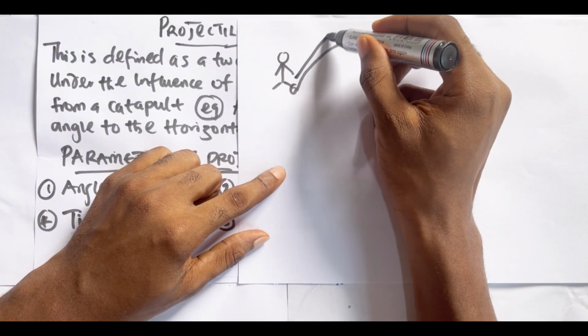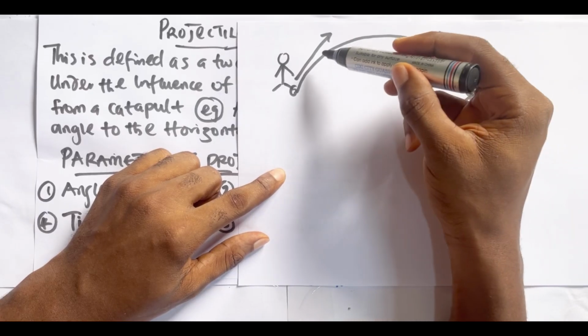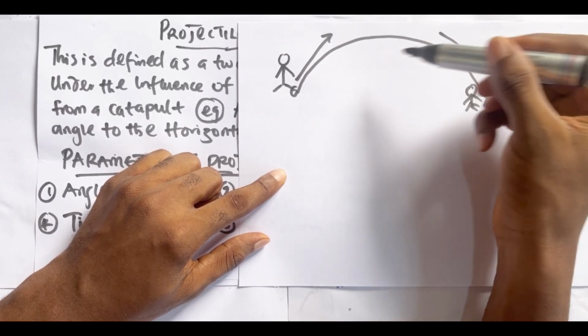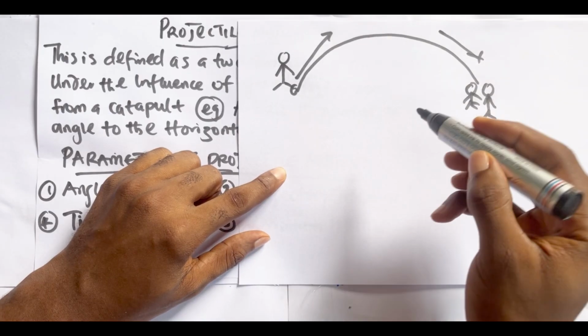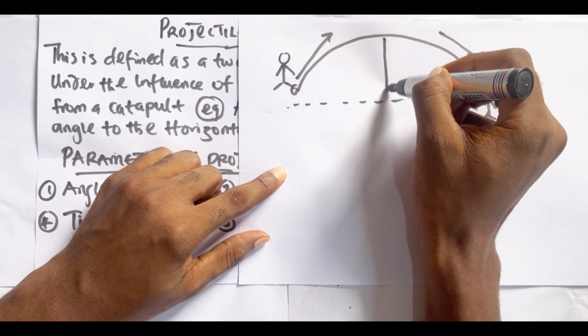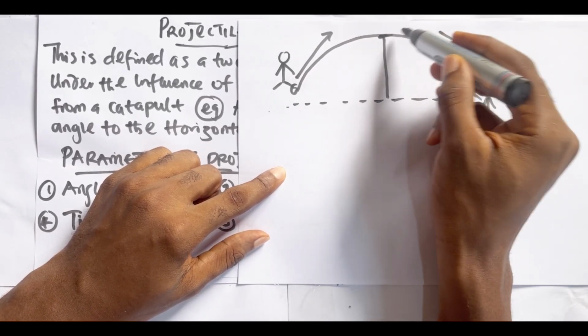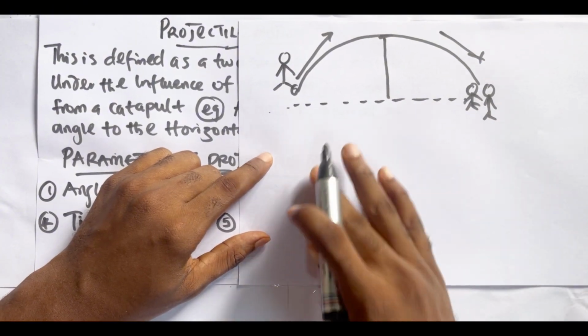What did this ball just undergo? It is something known as projectile motion, working under gravity, and it is a two-dimensional motion. Now, we'll be talking about the distance that was covered, the maximum height, the time of flight, and every other thing in this topic.